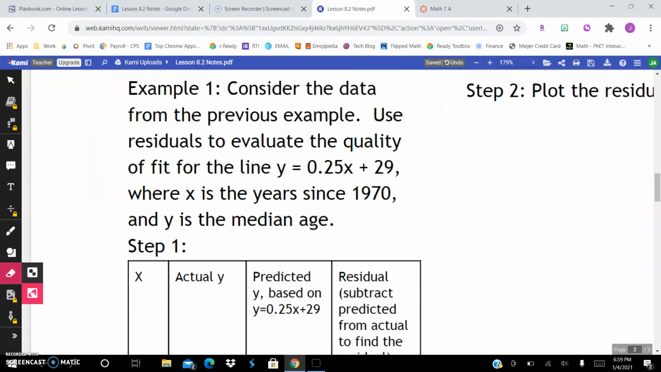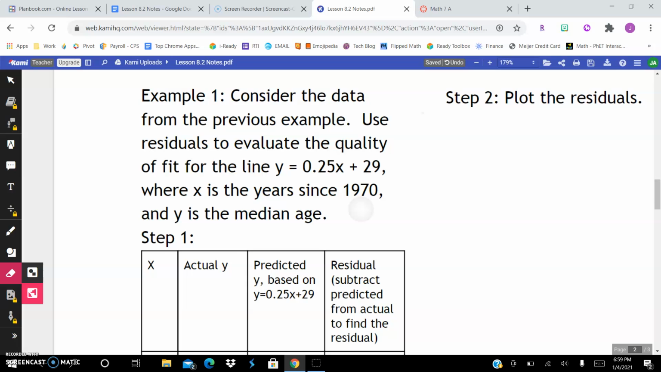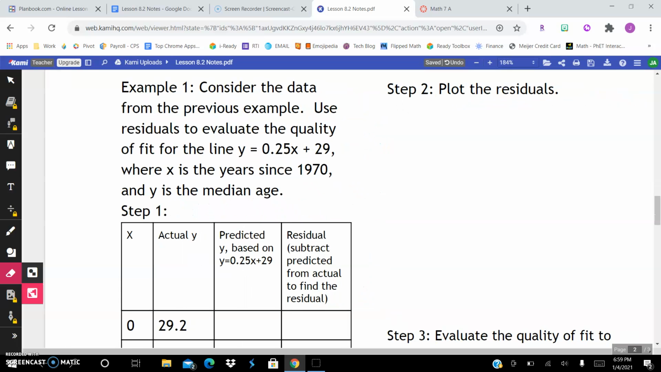All right, so for this example, we're going to consider the data from the previous example, only this time they're telling us that the line of best fit is 0.25x plus 29. So it's pretty close to the one we just found. It's a little bit different. And the same thing, x is the year since 1970 and y is the median age.